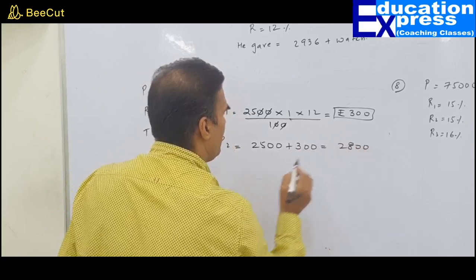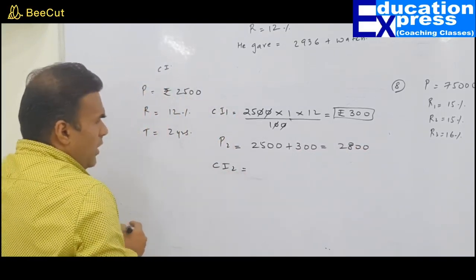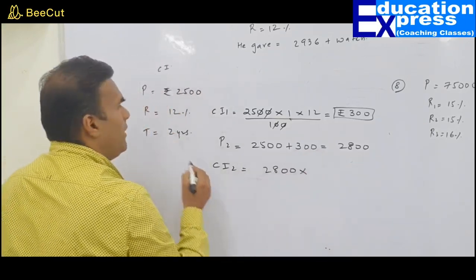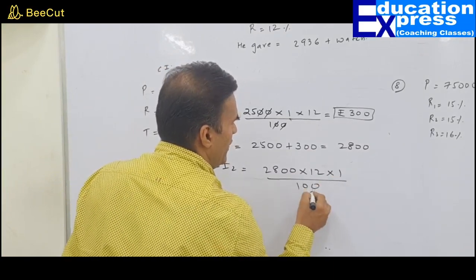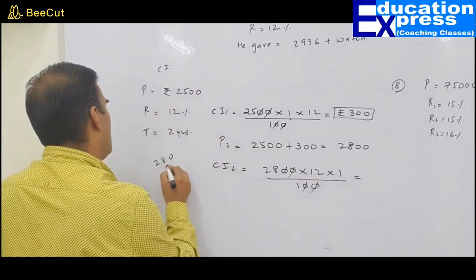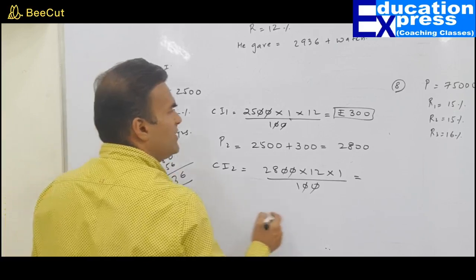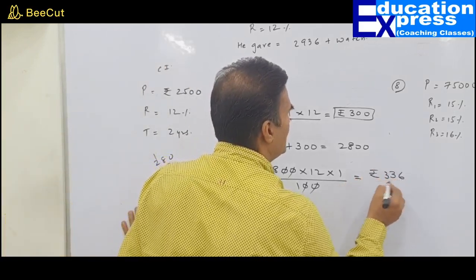2,800. Again the same procedure. Interest for the second year will be on 2,800 at 12%, of course, for 1 year. So 12 upon 100 times 2,800 gives 336. So sir, it's going to be rupees 336.